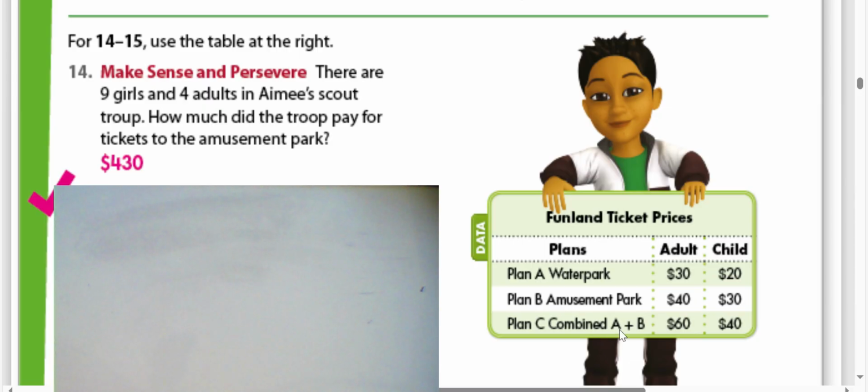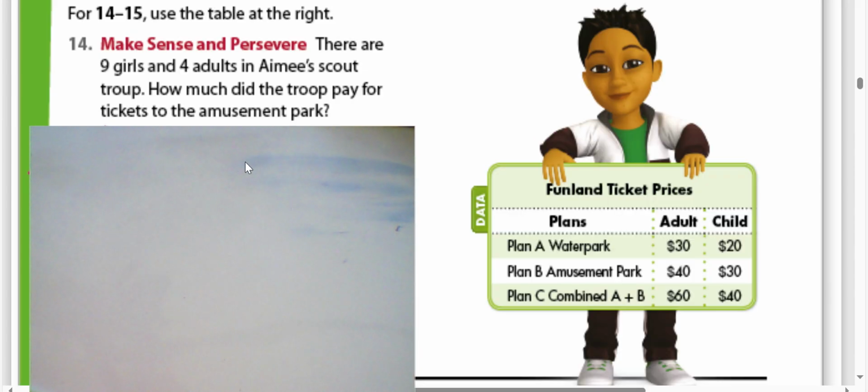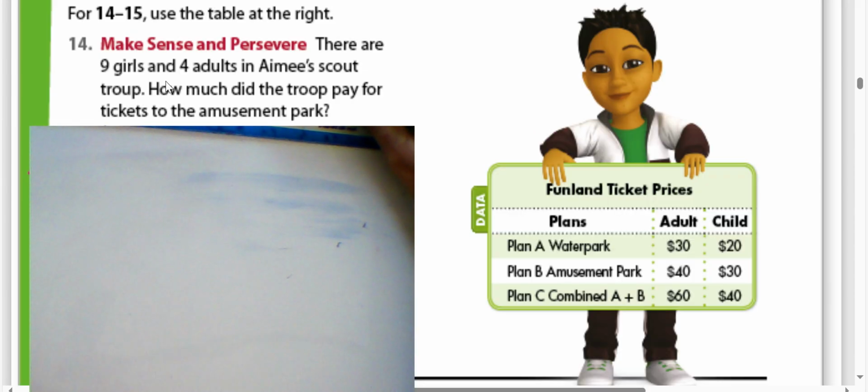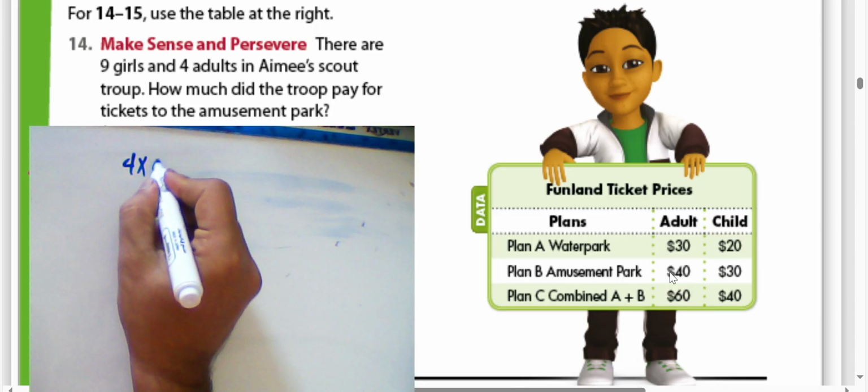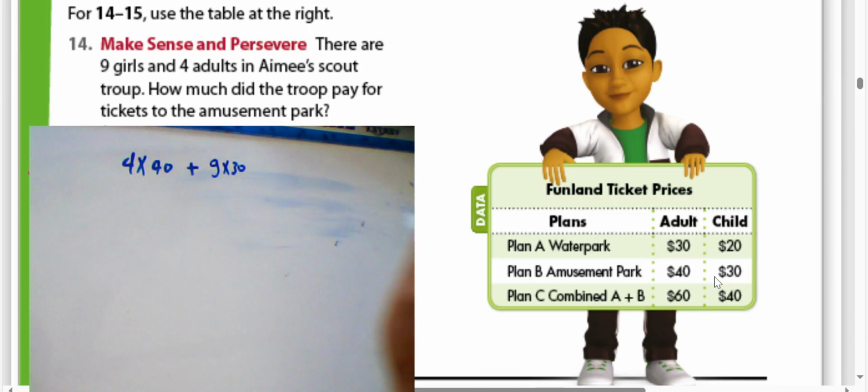Okay, look with me. We have Plan A and Plan B and Plan A plus B. Okay, 9 girls and 4 adults. Look with me at the tips about this question. We can find the result by product. We have 4 adults times 40, right? 4 times 40. And 9 girls, 9 times 30. The 30 here refers to the child, the girls, okay?